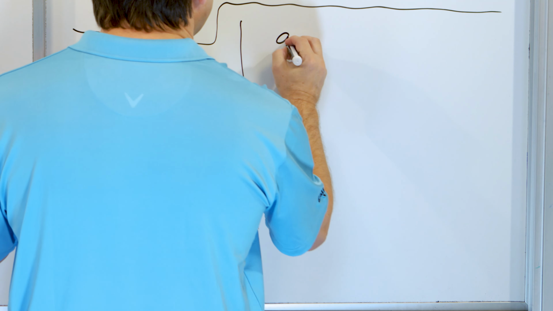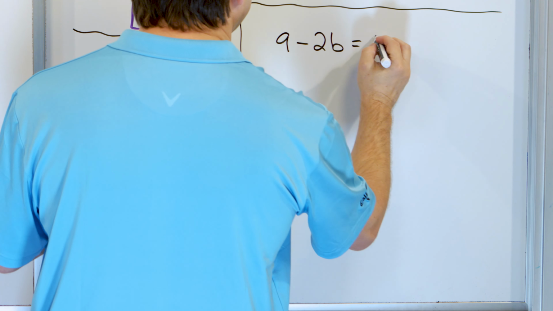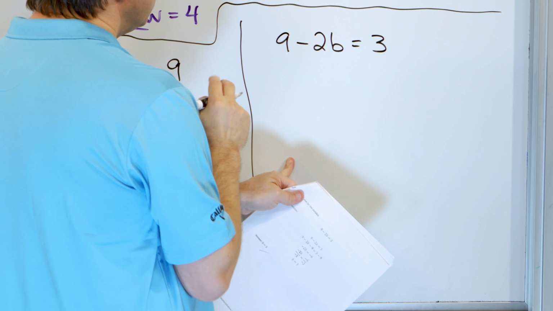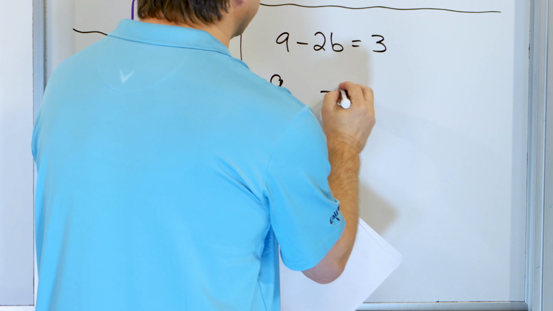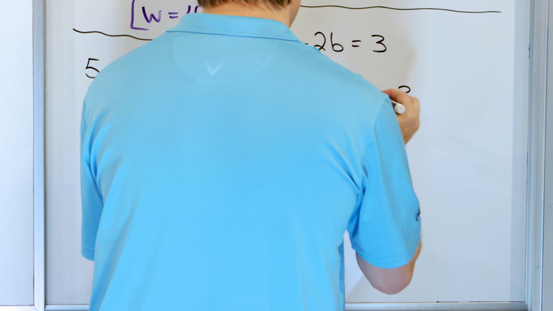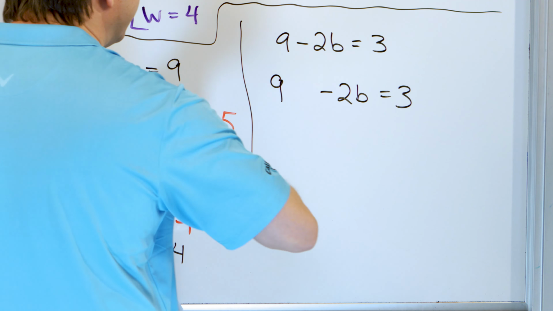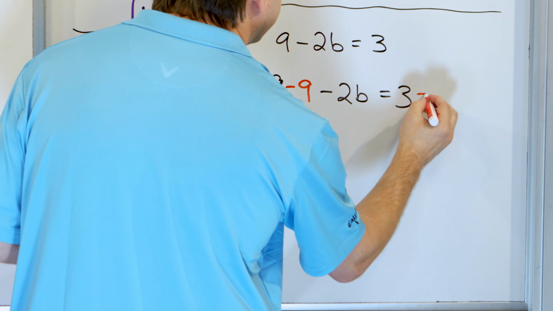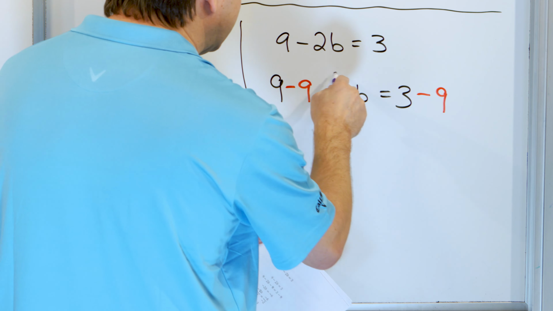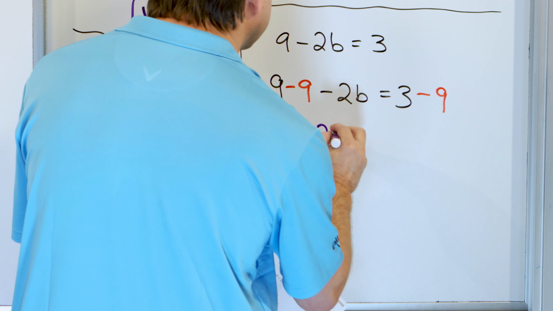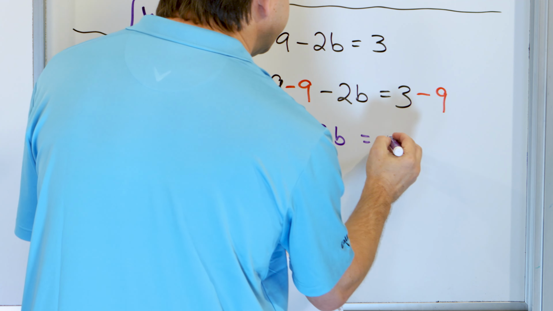All right, what about 9 minus 2 times b is equal to 3? All right, so what I have is a positive 9 right here. So I'm going to make room here. I have a positive 9. I want to get rid of that by subtracting 9, and I'll subtract 9 right here. All right, so 9 minus 9 is 0. What am I left with? Negative 2b. 3 minus 9 is -6.